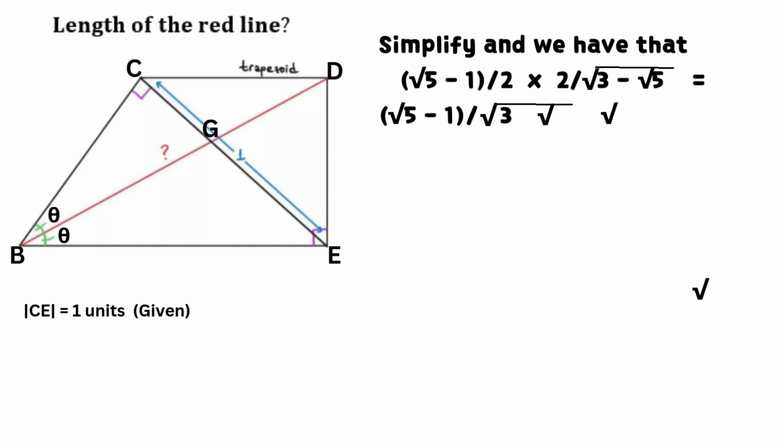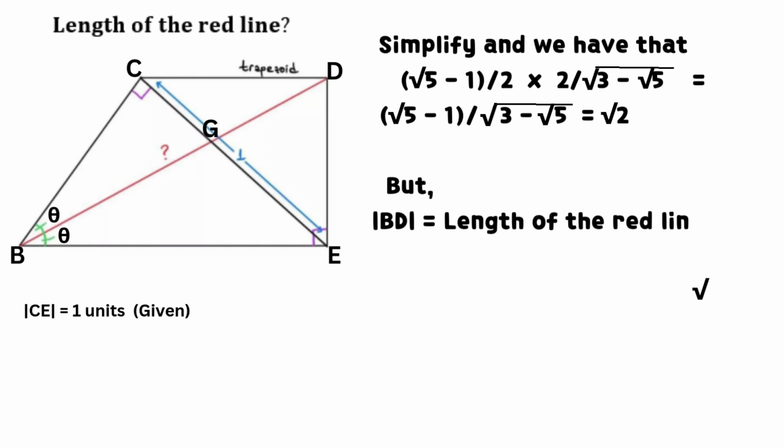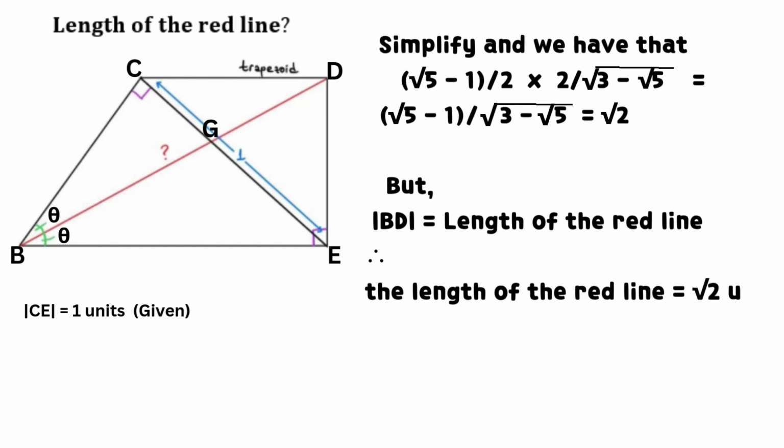Simplify and we have that the product of half of the square root of 5 minus 1 and 2 divided by the square root of 3 minus the square root of 5 equals the square root of 2, after simplification of values. But line BD equals the length of the red line. Therefore, the length of the red line equals the square root of 2 units.